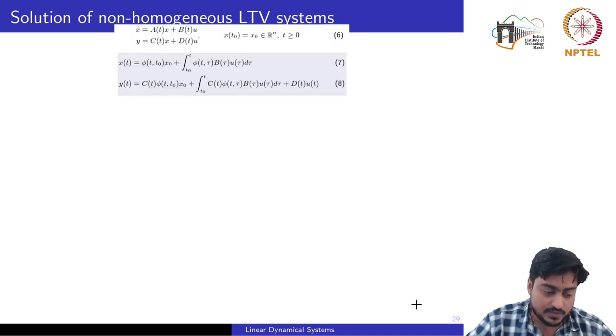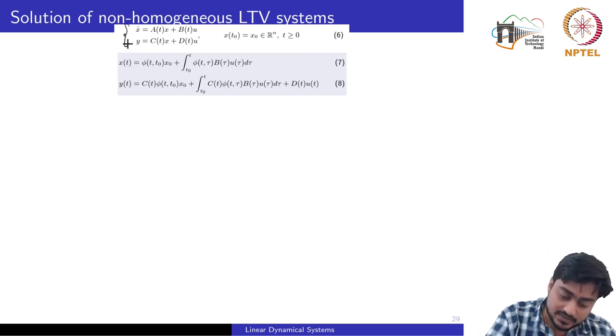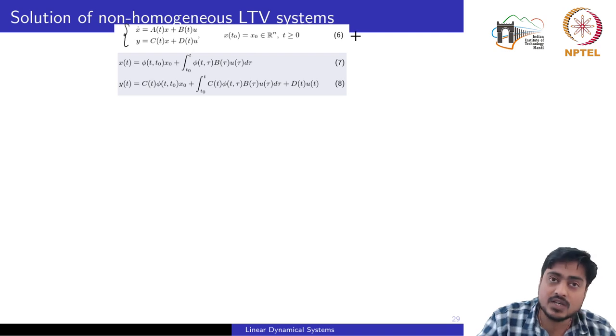Because this is an important result, we will go very quickly through the proof of this result, to see whether this x of t and y of t is a solution of this LTV system. We just recall the previous equations because we are going to use these three equations in the proof.